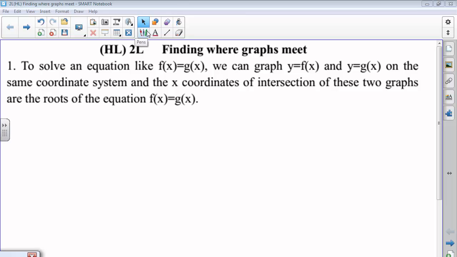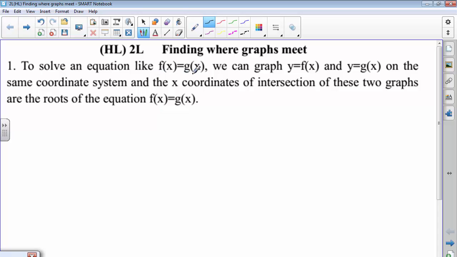Okay, actual students, this is the last lesson for actual students in Unit 2. So this topic is finding where graphs meet. And I do believe that you guys are very familiar with the points of intersection of two functions.